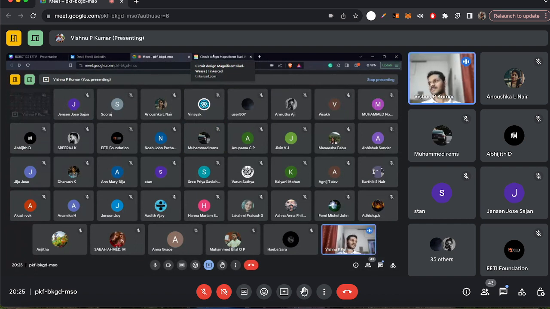Okay, so which one is dangerous? Higher voltage or higher current?